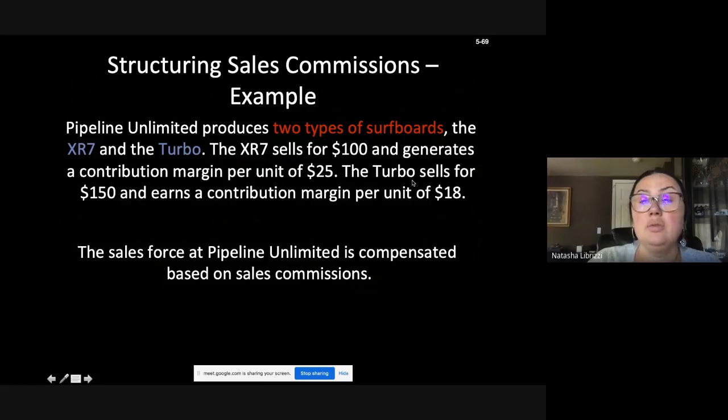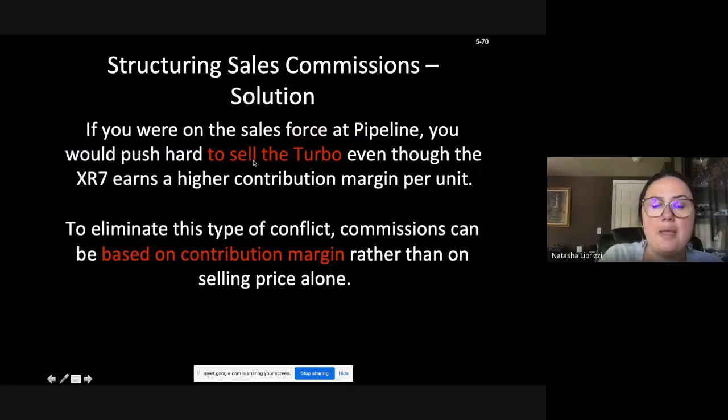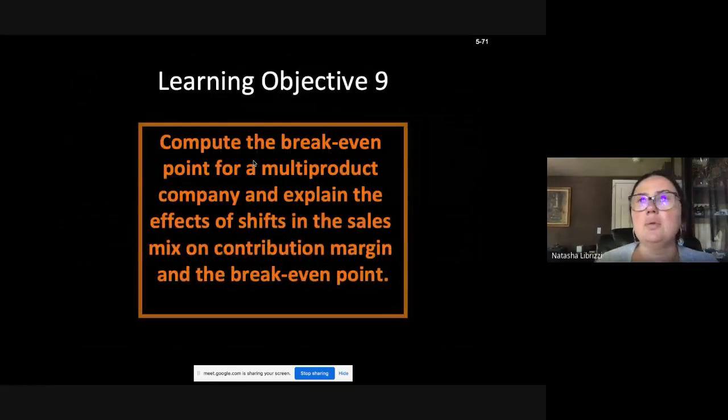If I sell 2 turbo, it's 300, but I only have $36, right, going towards my bottom line. So definitely XR7 is more profitable for us. So from an HR perspective, you would want to build maybe a different structure if that's the case. Now, I did say it was the final one, but it's not.